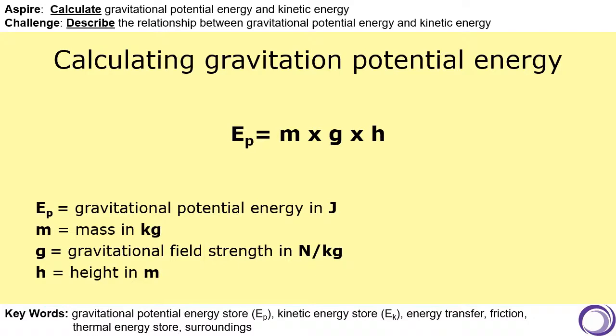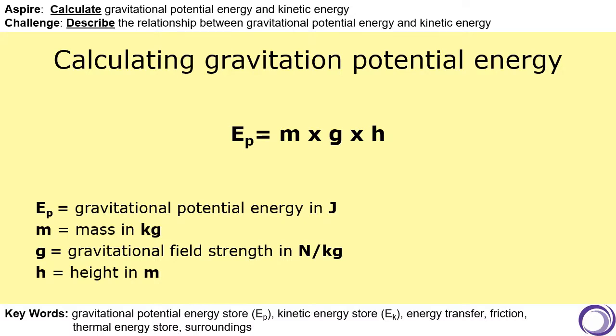So we can summarize the effect that these factors have on gravitational potential energy using this equation. Now, this is an equation that you need to memorize so that you can use it in exam questions. The equation is EP equals m times g times h, and I'd like you to write this equation down in your notes. So EP is the gravitational potential energy, and it's measured in joules.